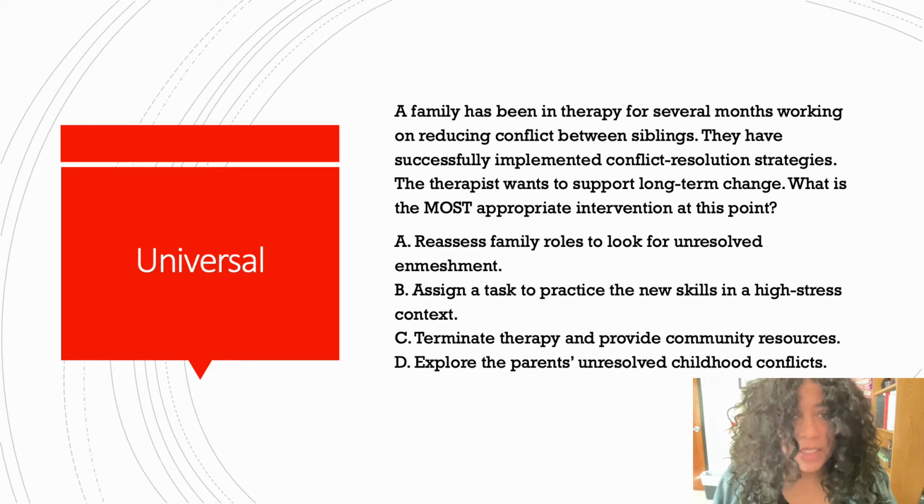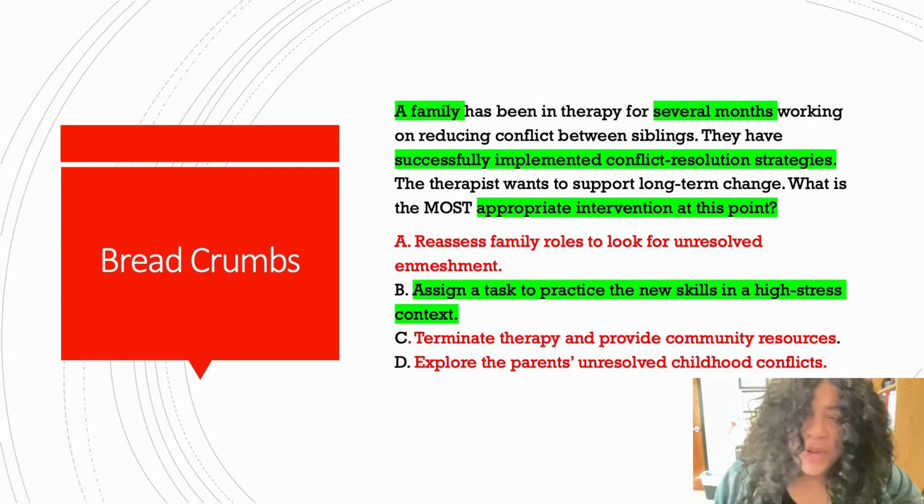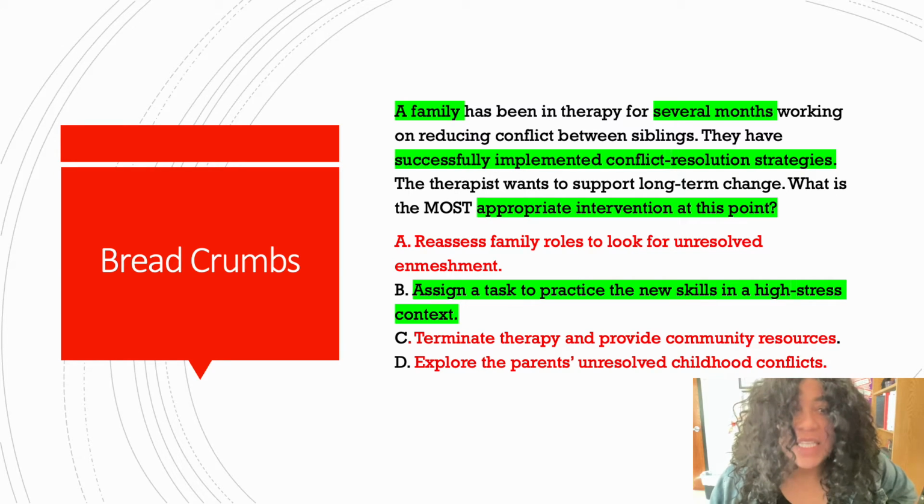Look at those answer responses. Several months, and they've implemented conflict resolution strategies. So, all right, let's go. I've highlighted a family, several months, successfully implemented conflict resolution strategies, and the appropriate intervention, right? So A says reassess family roles to look for unresolved enmeshment. If I'm reassessing something, doesn't that mean I'm starting over again? Why am I starting over when I've been in therapy with you for several months and I've successfully implemented conflict resolution strategies, right? C says terminate therapy and provide community resources.